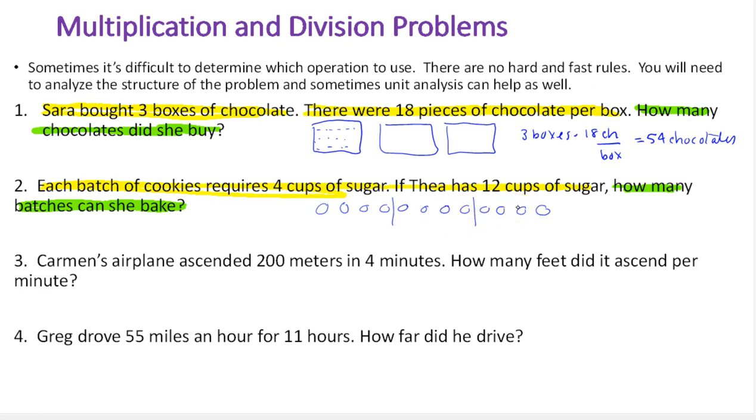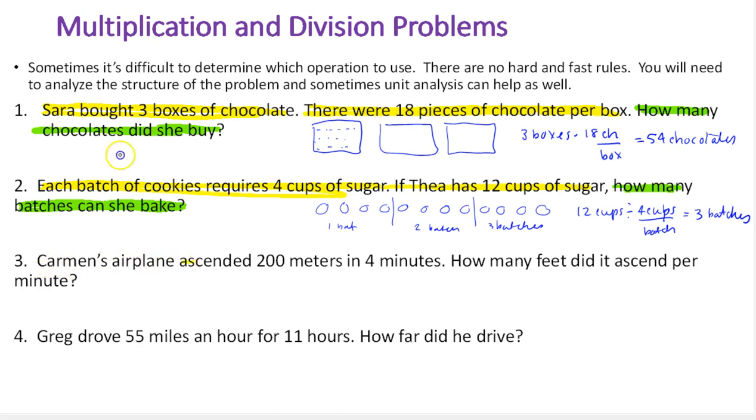and 3 batches. Okay. So again, notice I partitioned or broke the 12 cups into groups of size 4, and that's going to be division. 1 batch, 2 batches, 3 batches. Symbolically, we would say 12 cups divided by 4 cups, no, not cubs, cups per batch. Well, 12 divided by 4 is 3. The cups cancel, the batch remains. So 3 batches of cookies. Let's look at the next one.